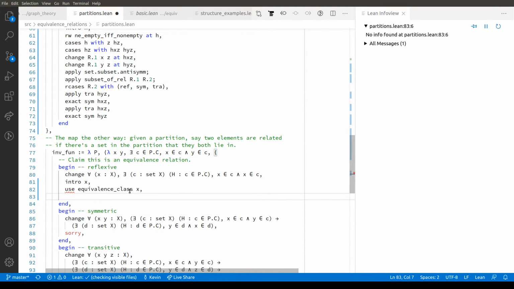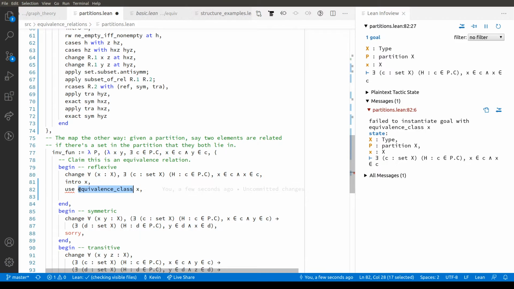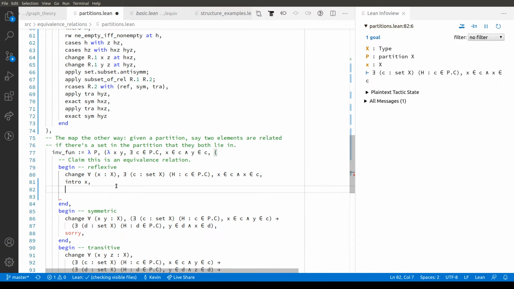Oh, it doesn't like it. Oh, because I need to tell you what the equivalence relation is. What is the equivalence relation? No, why? Oh, we can't. Curses. I've got the logic wrong. We can't use the equivalence class of X because we don't have an equivalence relation. You see, if I was giving a lecture, I would have made a mistake there, right? But Lean is keeping me honest.